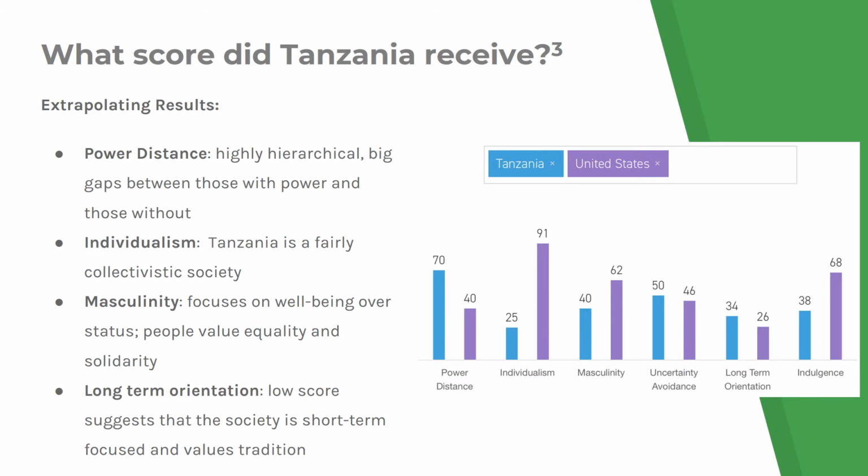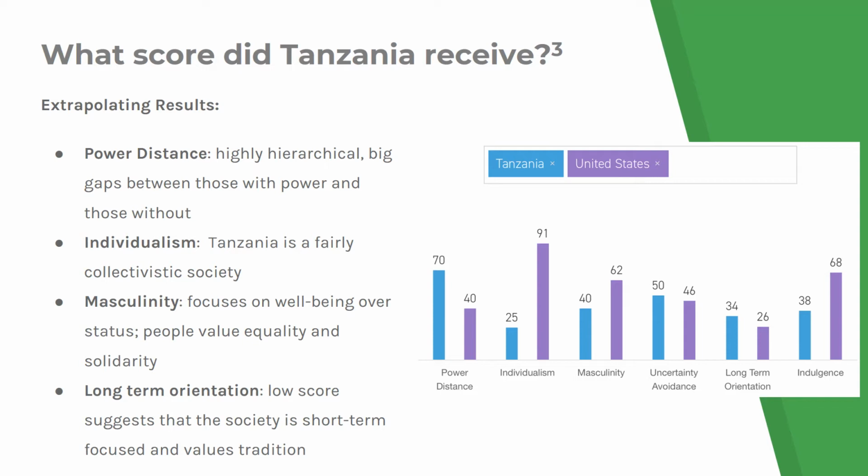We also wanted to look at what scores Tanzania received using Hofstede's Insights tools. Here you can see it in comparison to the United States. The power distance is pretty high in Tanzania, which means the society is highly hierarchical, and there are big gaps between those with power and those without. For individualism, Tanzania scored pretty low, with only 25, meaning that it's a pretty collectivist society.